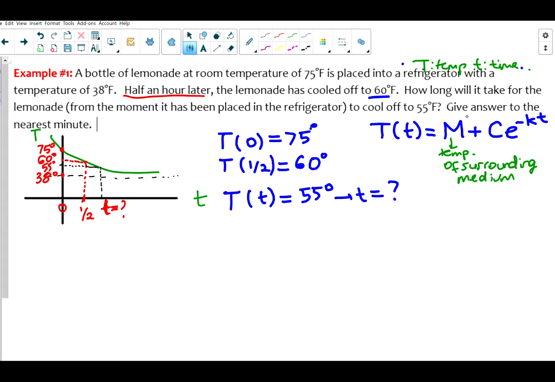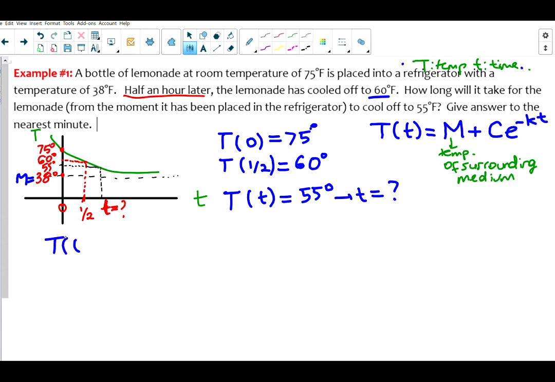By the way, what is the temperature of the surrounding medium once again? Remember that the object is kept in the refrigerator. So the surrounding medium is usually this horizontal asymptote. In this problem, the surrounding medium eventually is going to become 38 degrees. That's where it's kept at, right? So M equals 38.